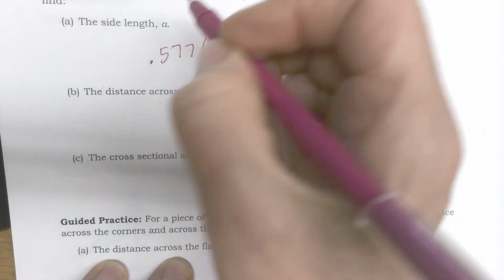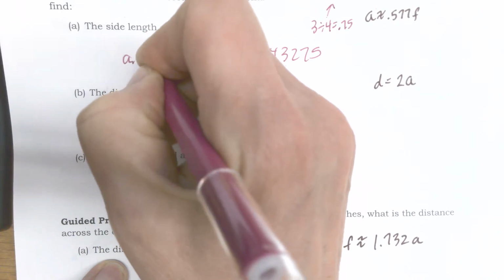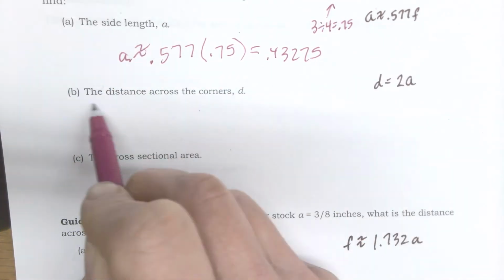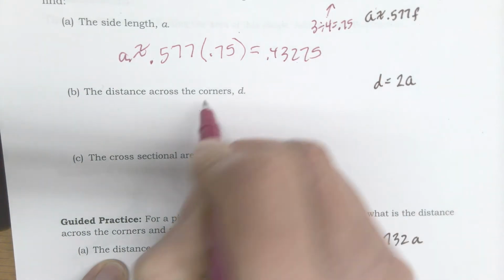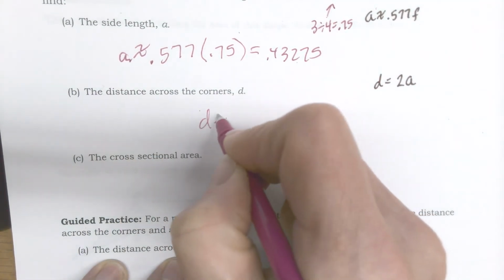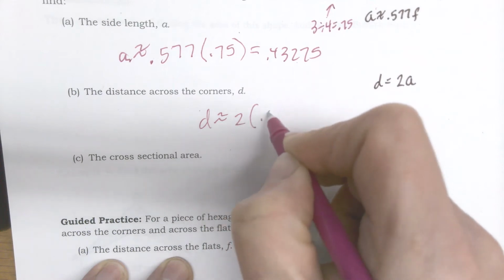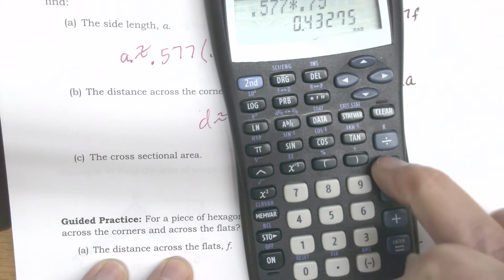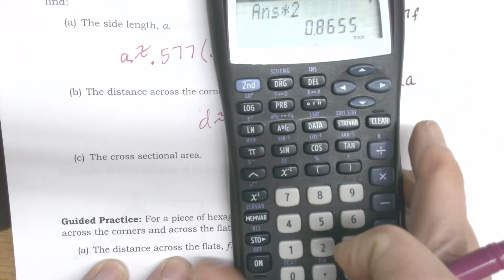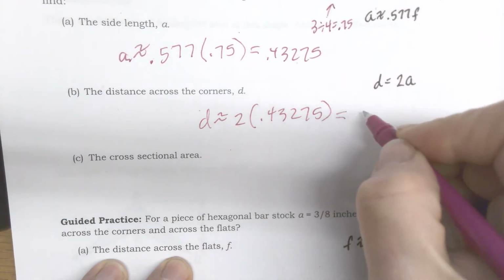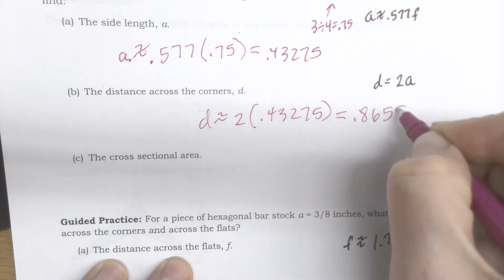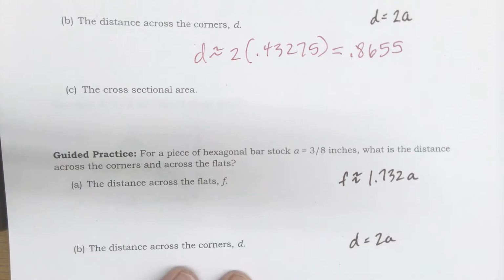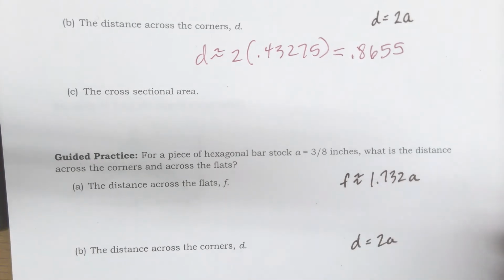So what I just found here was A is roughly 0.43275. If I want to find the distance, I need A, so my D is roughly equal to 2 times 0.43275. I already have that in the calculator, so I'm just going to multiply by 2. That gives me 0.8655. You're going to be dealing with a lot of decimals in this stuff, so just be aware, not a big deal. Like I said, a little rounding might be necessary.